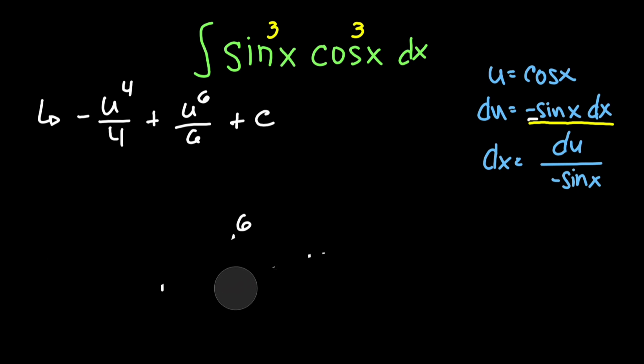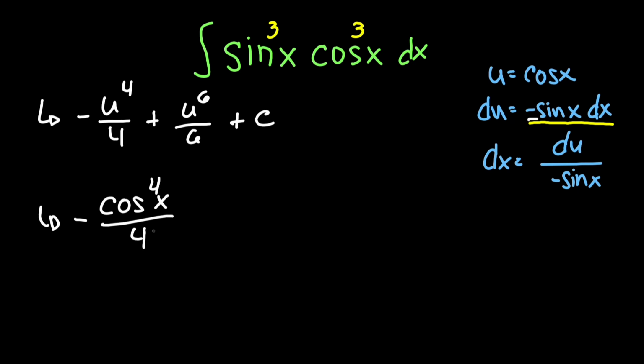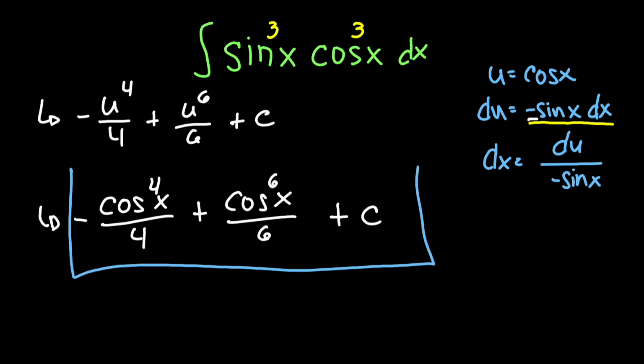And now your final answer for this integral would be equal to negative cosine to the power of 4 of x over 4 plus cosine to the power of 6 of x over 6 plus c. Just revert u back into cosine of x, and you would have your final answer.